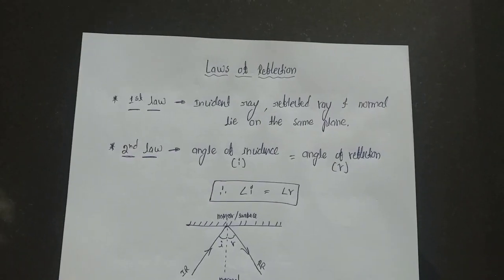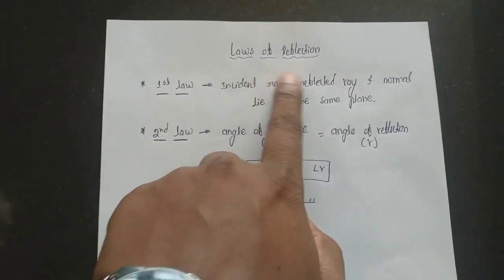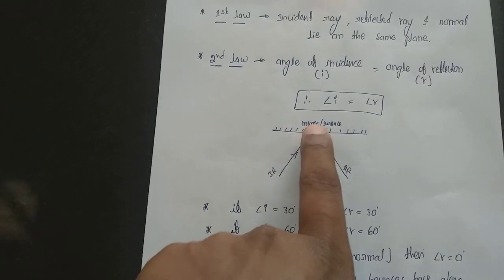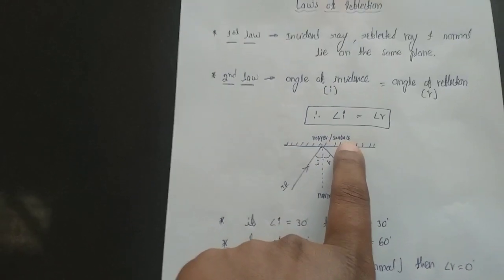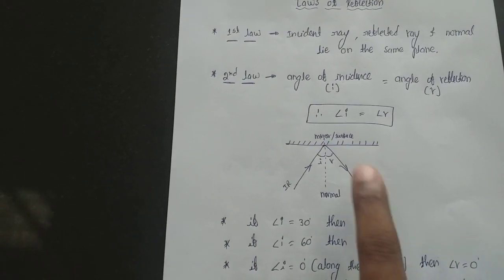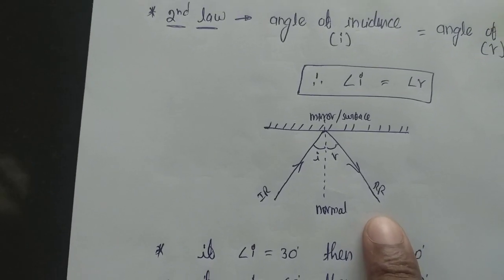Hello students, today we will learn the concept called light reflection and laws of reflection. Light reflection means that when a light ray falls on any surface, the surface should be well polished. If it falls on such a surface, it reflects or bounces. That phenomenon is called reflection of light.